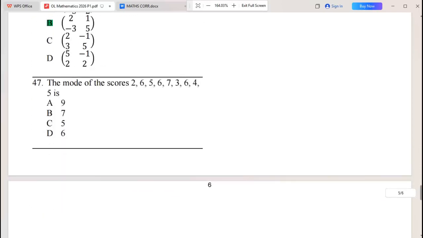Question 47. The mode of the scores 2, 6, 5, 6, 7, 3, 6, 4, 5 is. The mode of a collection of data is talking about the value which appears the highest number of times in that collection. Now looking at this, we find out that 6 has the highest occurrence. So 6 is the mode of the scores. So question 47 is D.